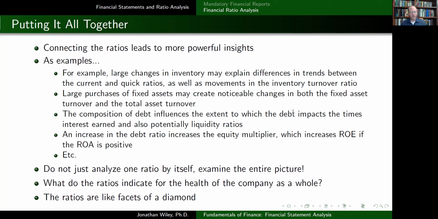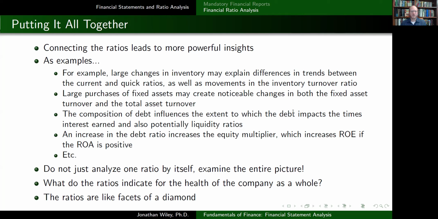And if the answer is the debt ratio went up, well, it doesn't mean that it's bad. Maybe the level of debt they have is appropriate. Maybe that was an appropriate choice for them to increase the level of debt. You'd have to analyze that. And if you conclude that it's appropriate, it's like, okay, fine, it went up.